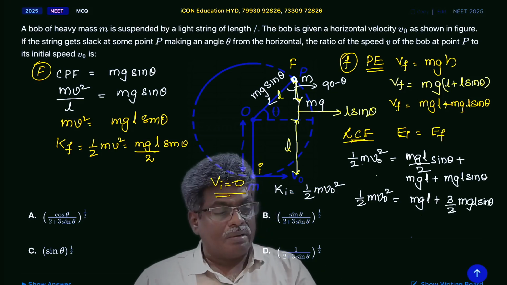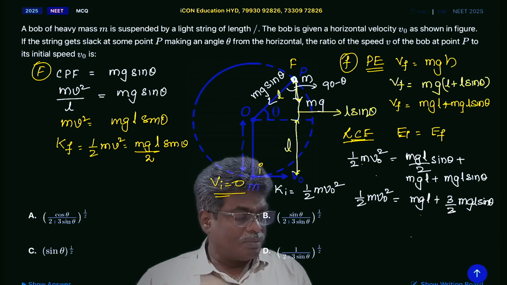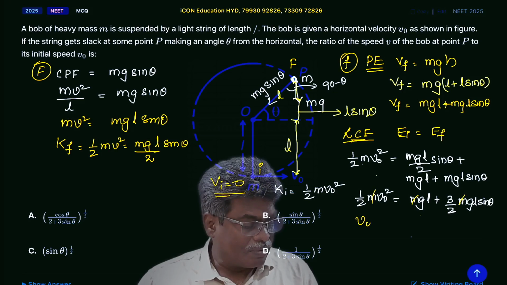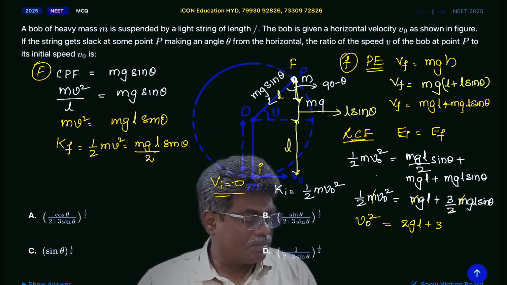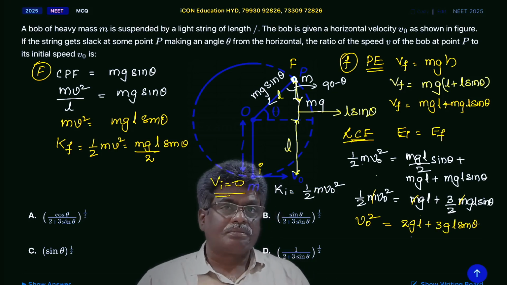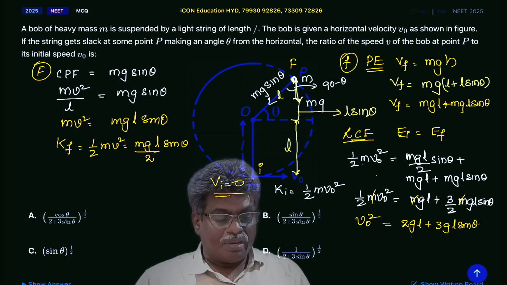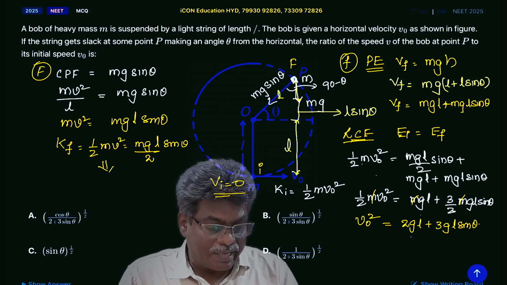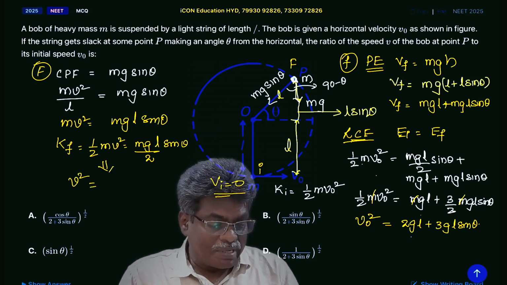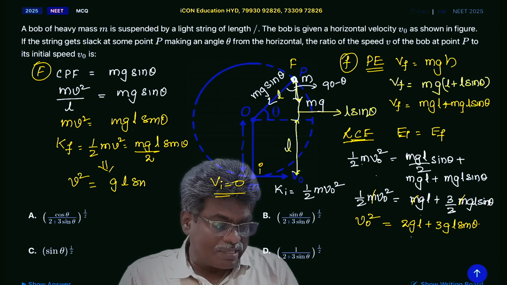Cool. Now we can cancel this m on either side. So finally here we got v naught square equal to 2gL plus 3gL sin theta, something like this. Okay. So once we got this v naught square, and already we got from the final kinetic energy, v square equal to gL sin theta.